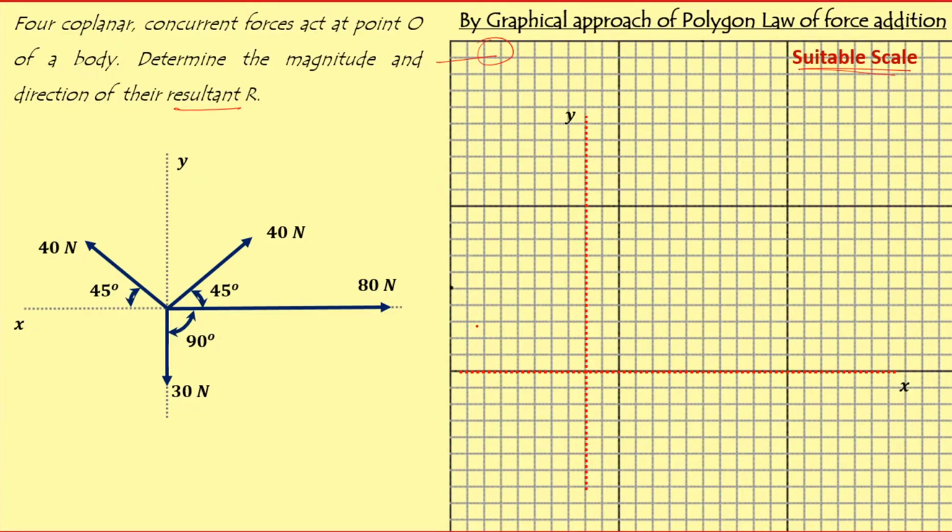So with a suitable scale, start with the origin O. Consider any one vector in this sequence. I am considering 80 Newton as my first vector to start a polygon. So this 80 Newton vector will be on one side of a polygon. This is the 80 Newton force and it is right now acting as one side of a polygon.